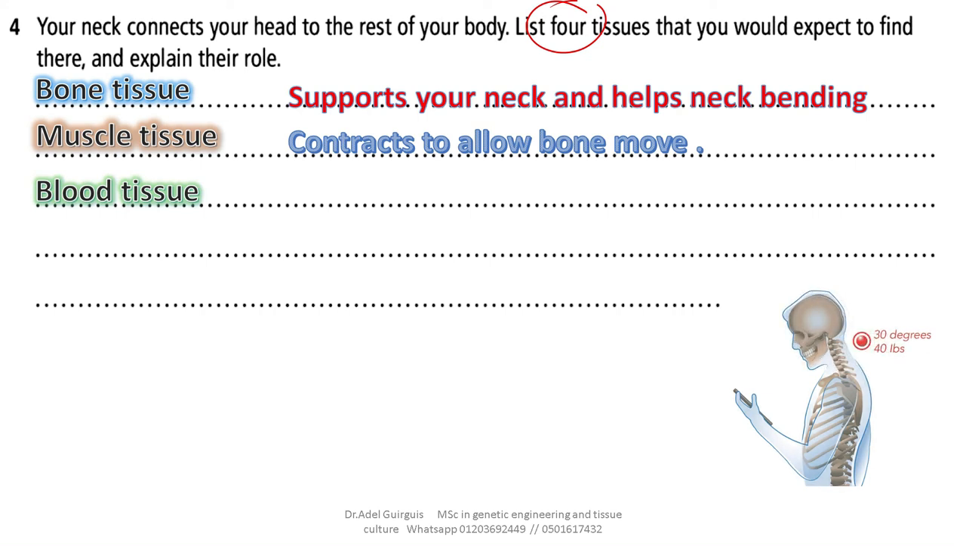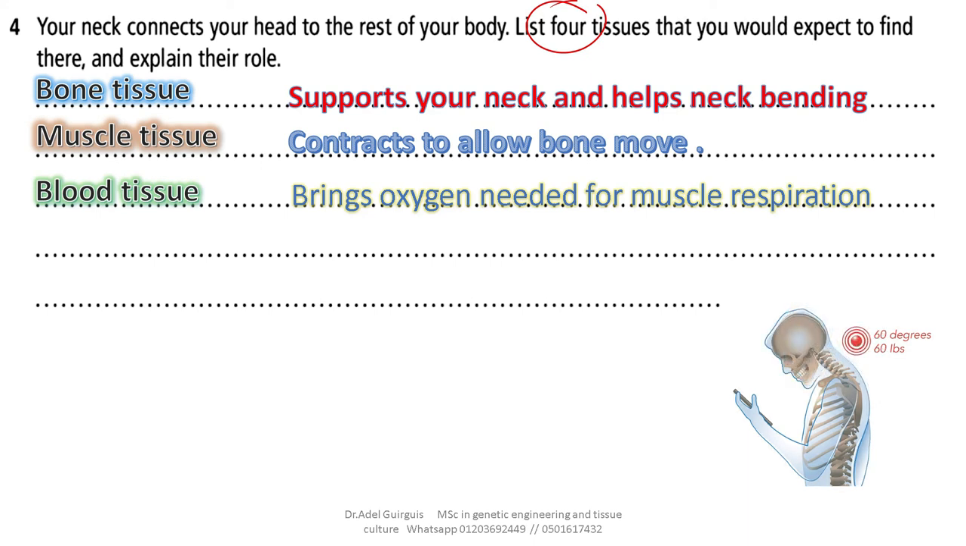Number 3, blood tissue. The muscle in your neck and the bones, bone cells are also alive, and need a supply of oxygen and glucose for respiration, to release energy needed for contraction. Blood tissue brings oxygen needed for muscle respiration, to release energy needed for contraction and relaxation.